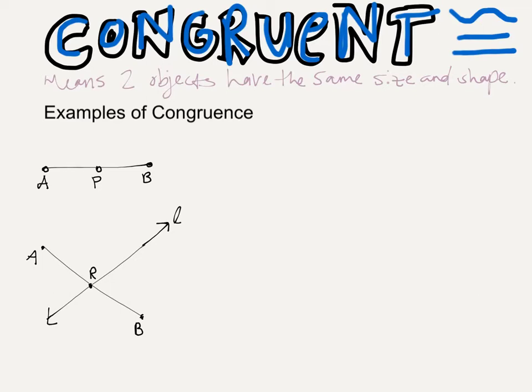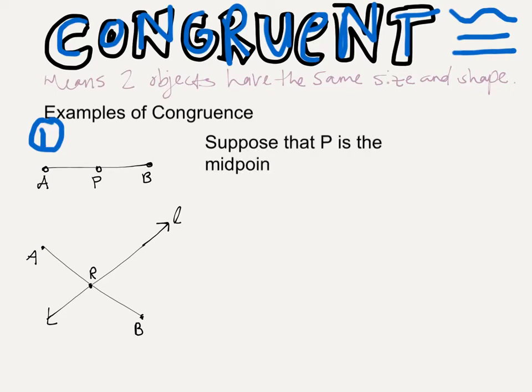Okay, so we're going to call this scenario 1. And I'm going to give you some details that aren't in the picture. So go ahead and draw the picture and then write in this text. So suppose that P, that's point P, is the midpoint of AB. And I'm going to fix that.